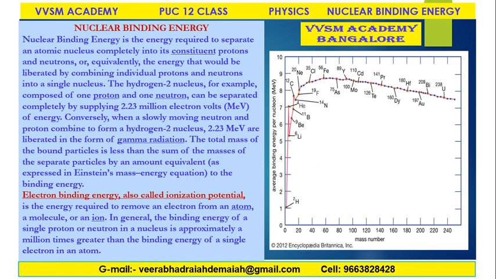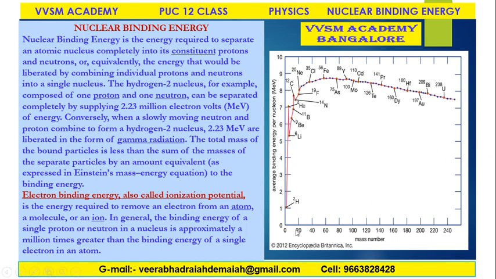Now, electron binding energy is also called ionization potential, because it is the energy required to remove an electron from an atom, a molecule, or an ion. In general, the binding energy of a single proton or neutron in a nucleus is approximately 1,000,000 times greater than the binding energy of a single electron in an atom.